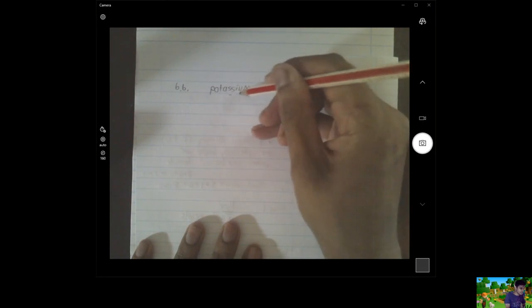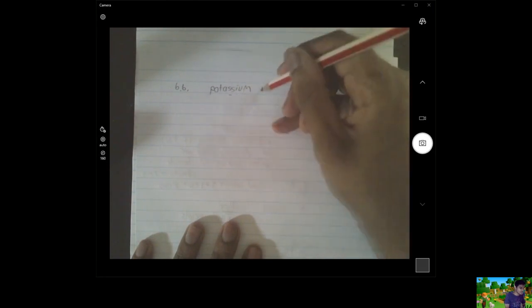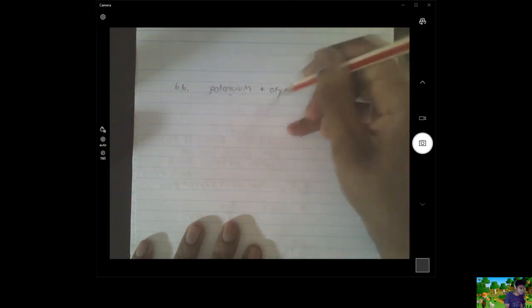So in words, I have potassium. Spelling, please. Potassium is a double S, and the IUM. It reacts with pure oxygen to make, and I write that as a symbol, the arrow, potassium oxide.